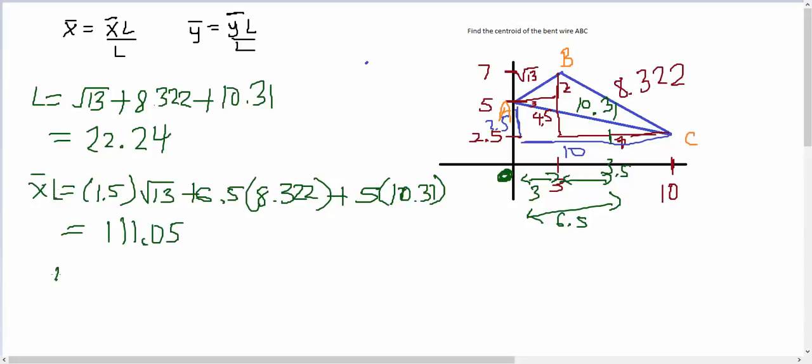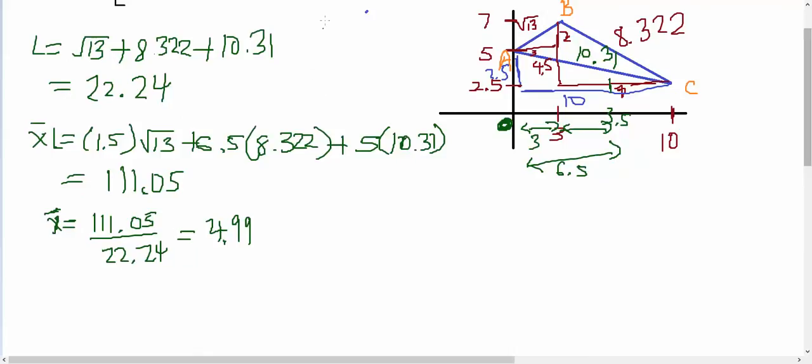So to find it using the formulas, to find the x bar, we basically have this divided by the L, and that gives us 4.99, whatever the units is. So for the y, we need to apply the same rules like we just did.